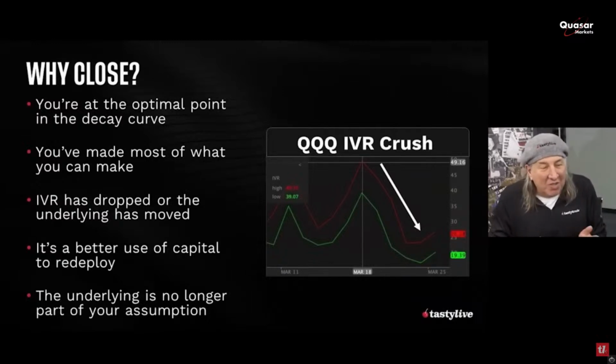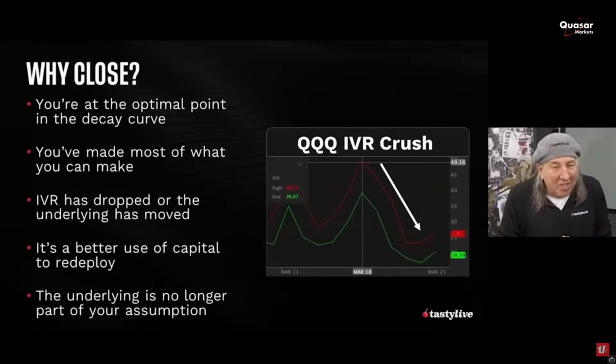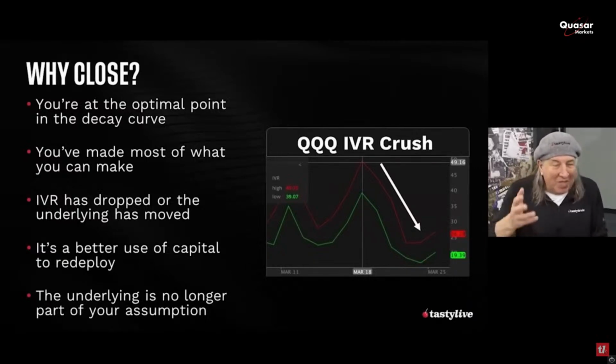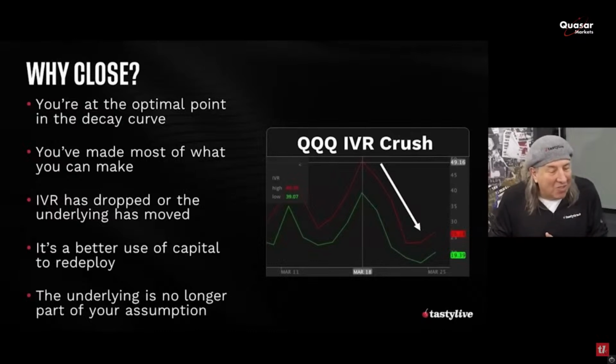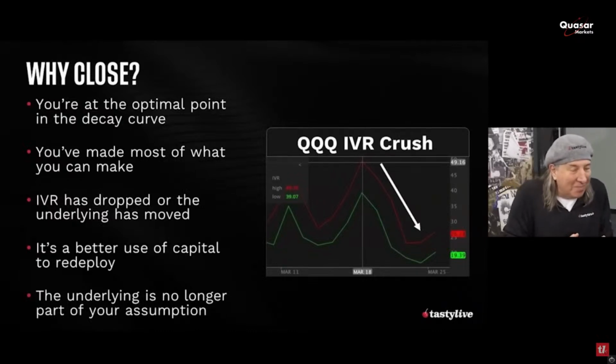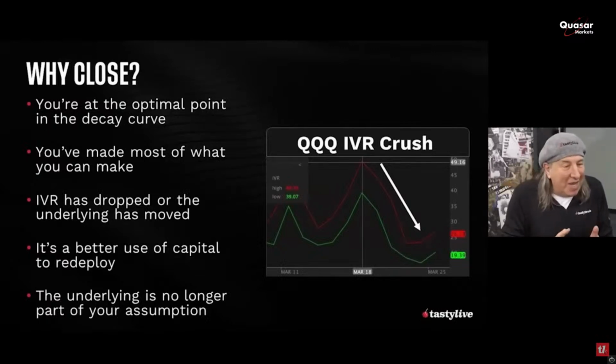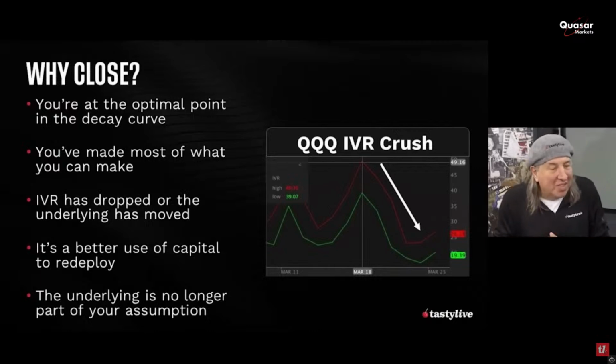Why close? It's a better use of capital to redeploy it somewhere else because for whatever reason, it's just an inefficient use of capital. For example, I'm using SPY, now I can use ES or MES, whatever it is. Or I'm using USO, now I can use CL for options. There's just a better use of capital somewhere else. Or it's a different underlying altogether. I'm using CL options, I want to go to natural gas. I'm using bond options, I want to go to notes. I'm using IBM options, I want to go to Qualcomm, whatever it is.